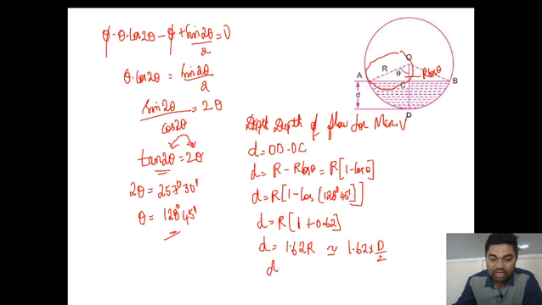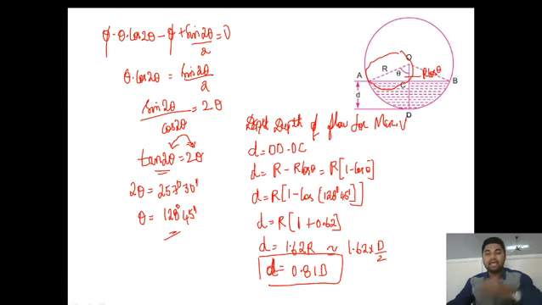So small d, depth of the flow in terms of diameter, is 0.81 D. This small d is depth of the flow and capital D is diameter of the circular channel.